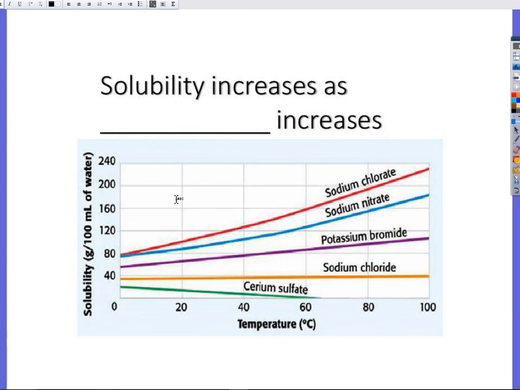When you look at the graph, the trend for solutions and solubility is that solubility increases as temperature increases. So the hotter a liquid is, the more solute you can actually fit in there, and it will disappear. If you cool it down, some of that solute is going to settle out. It's not going to be able to completely dissolve.